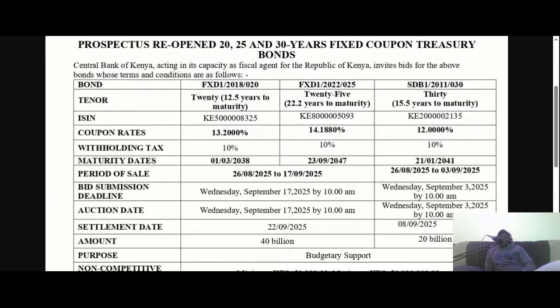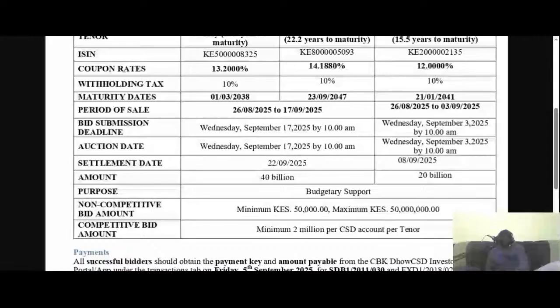So if you are interested in investing in this particular bond, you ought to have placed your bid by the 17th of September 2025 by 10 a.m. The settlement date is the day you now seal the deal with the Central Bank of Kenya, and it is set at 22nd of September 2025. The amount that is needed by this particular bond is 40 billion. The government intends to borrow 40 billion through this particular paper, and the purpose of borrowing is that we always budget for money that we don't have.